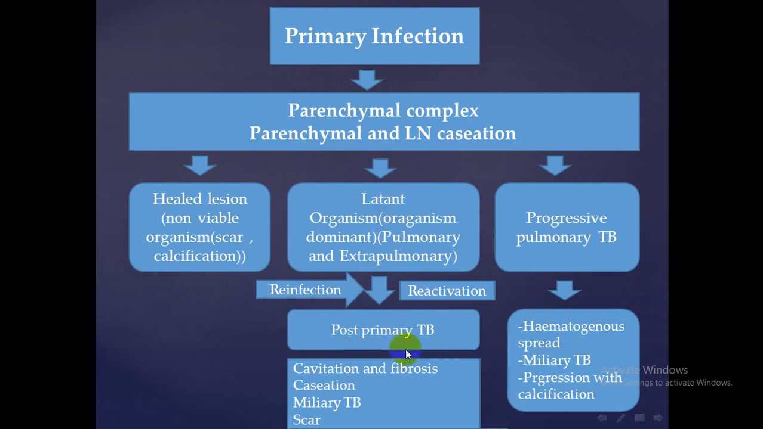The post-primary TB is mostly of the adult type. Why? Because it happens after many years of the primary infection. And this is characterized by cavitation, fibrosis, caseation, miliary TB, and the scar.